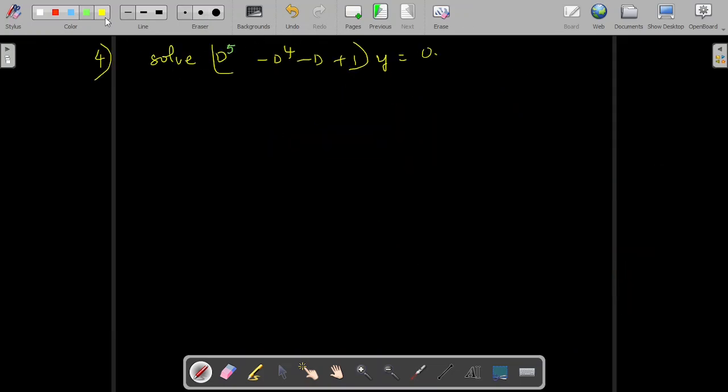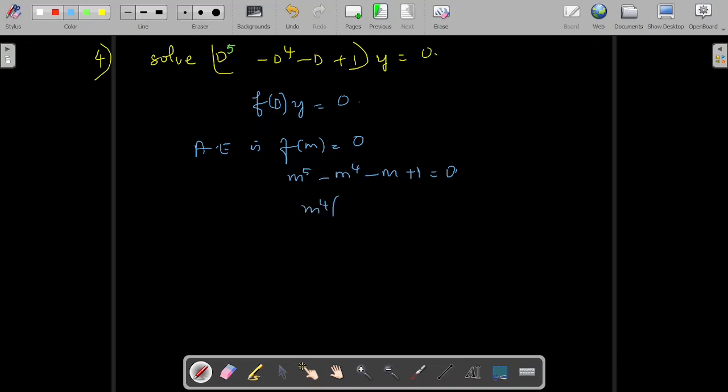Now see the fourth question. Here this is f of D into y equal to 0. So the auxiliary equation is f of m equal to 0. You will get m power 5 minus m power 4 minus m plus 1 equal to 0. Just consider f of m equal to 0. So now you have to simplify this. When you take m power 4 common, m minus 1, and minus 1 common, m minus 1 equal to 0 from these two factors here. So you will get m minus 1 again common, m power 4 minus 1 equal to 0.